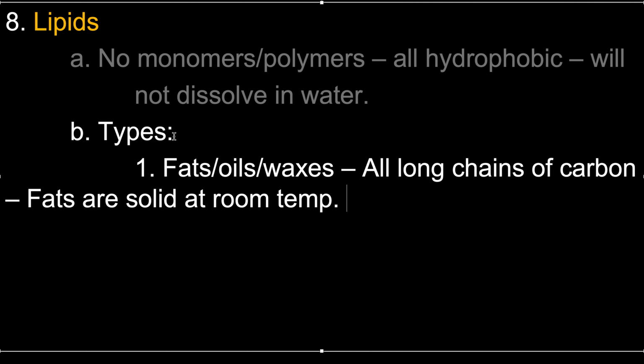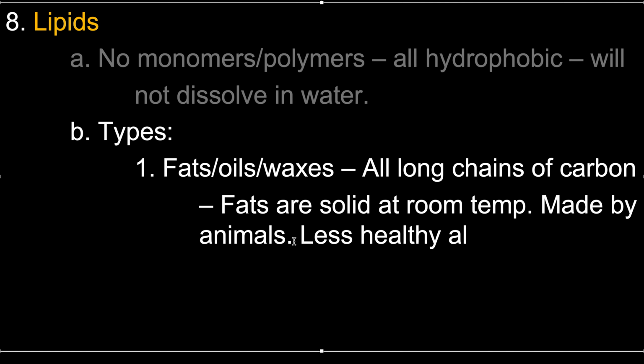They tend to be made by animals. Okay, so we get our fats from consuming animal products. And they're generally considered to be a less healthy alternative. We need to get lipids in our diet. It's important to have lipids, but if we can minimize the number of fats we consume, that's better in favor of getting more of the second category, which is our oils.